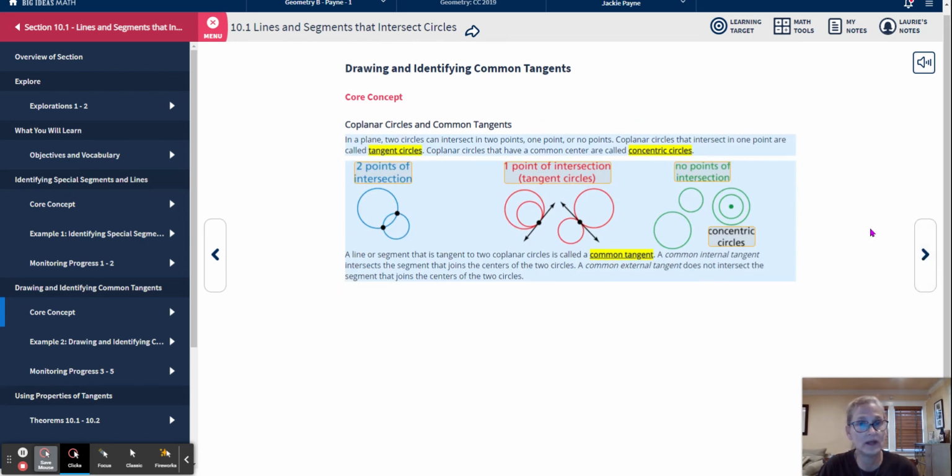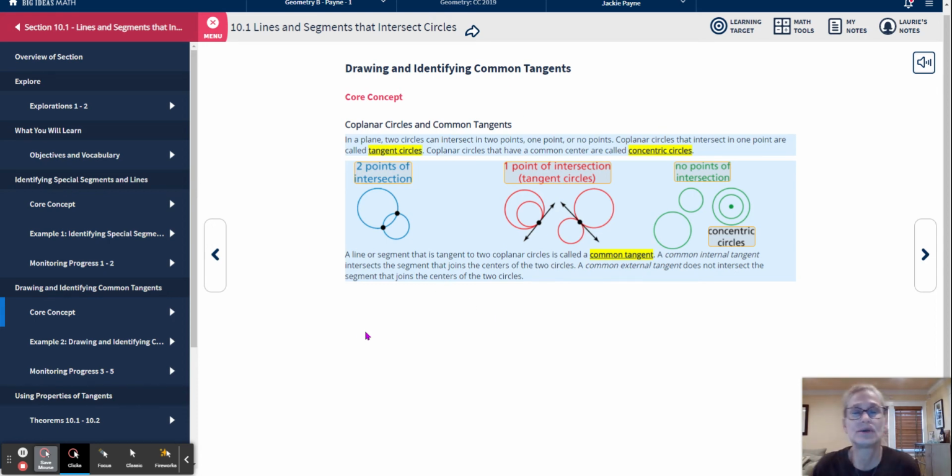And here's a way to draw them. We have some core concepts here. We have what's called coplanar circles and common tangents. And they're exactly what you would think they are. Coplanar is on the same plane, and common tangents means they touch both. But we'll read the definition.